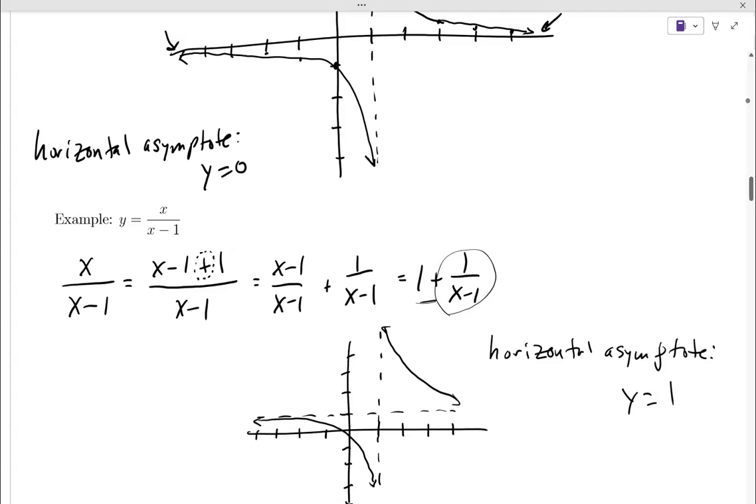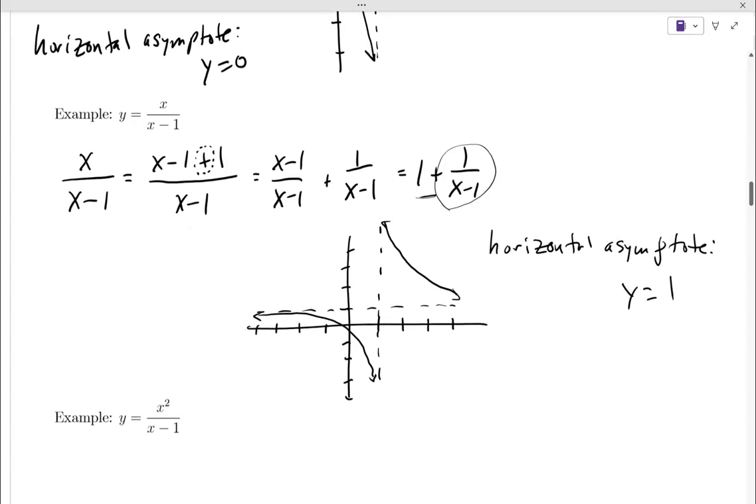So far, so good? Yes. So how's that the horizontal asymptote to the one above it? It's not quite the same equation, right? We're taking the same thing and we're adding 1 to it. So everything's getting shifted. So far, so good?